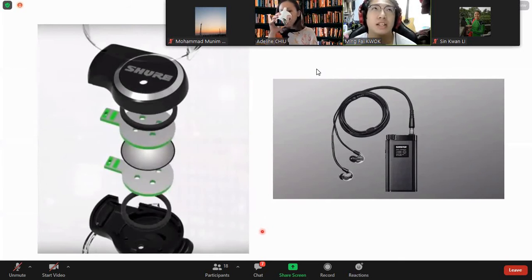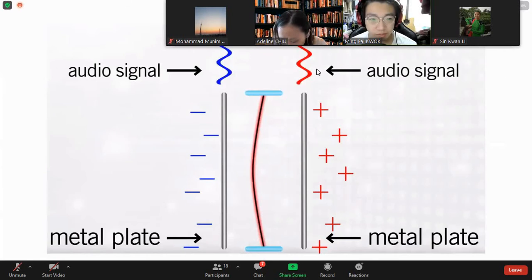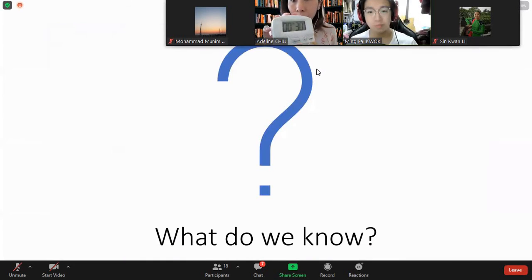But there's a new trend of sound units called the electrostatic speaker. It uses two panels, two metal plates, and inputs the audio signal to move the membrane left and right to produce sound. So what do we know now? All sound devices have a diaphragm that vibrates, whether by magnetic force or electrostatic force.